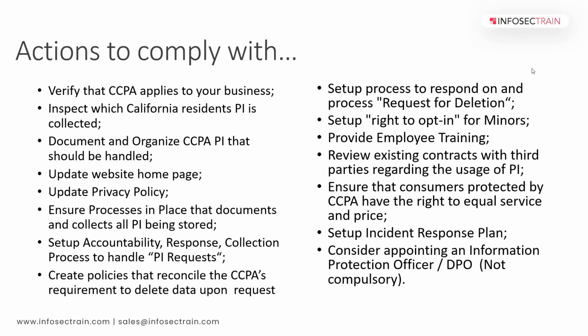And the processes that you want to do: the right to opt out, providing employee-related information, and setting up an incident response plan. This is for when a risk has occurred, to see what impact it will have. Consider appointing an information protection officer. So all these things are going to be processes that you are going to define.